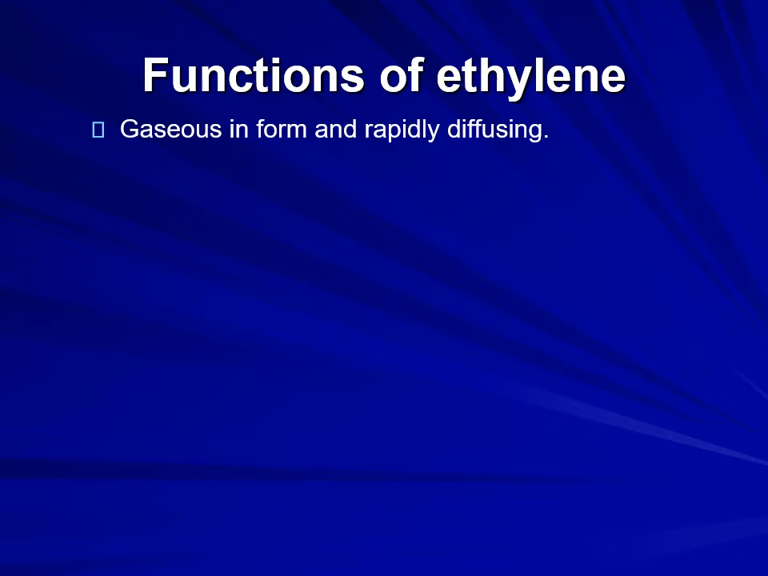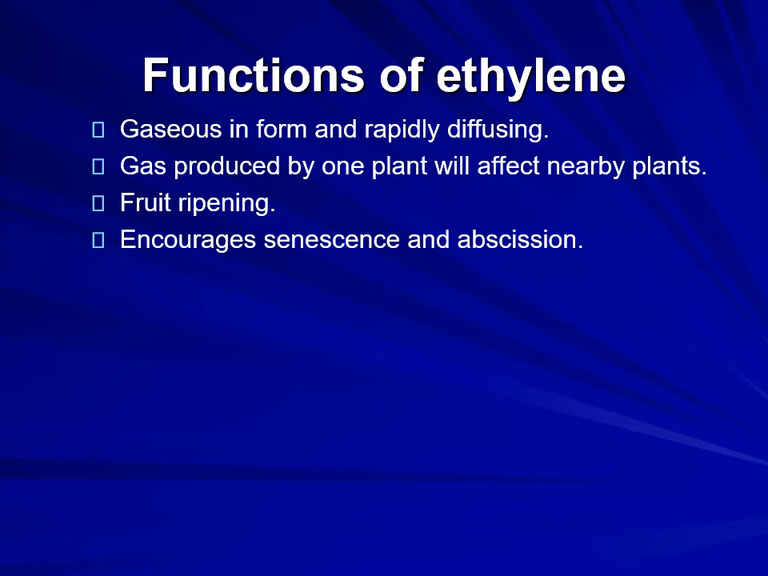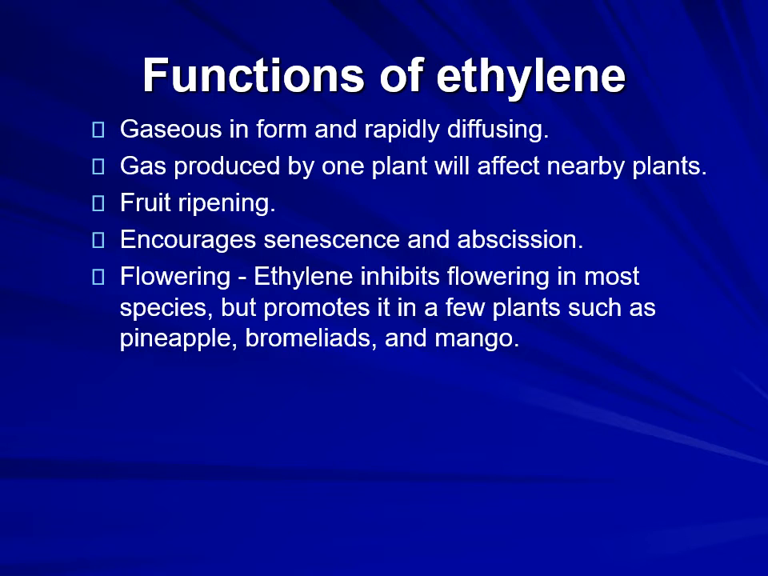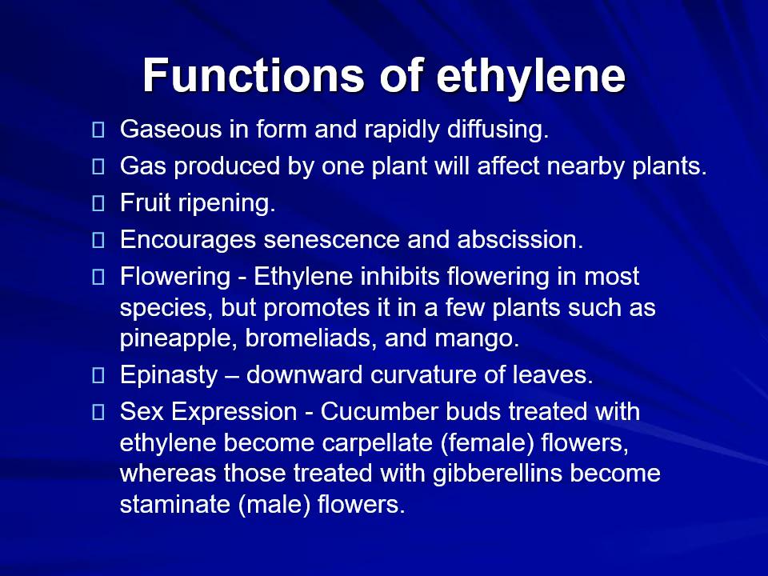So summarizing ethylene, it's a gas, right? Rapidly diffuses through the air and through the plant tissues. If it's produced by one plant, it affects nearby plants. It's involved in fruit ripening, encourages senescence and abscission. That's where fruit falls off. It also inhibits flowering in most species, but will promote it in a few, like pineapples and mangoes. It's also responsible for epinasty, the downward curvature of stressed plants. And it's also useful in determining the gender of certain plant species like cucumbers.